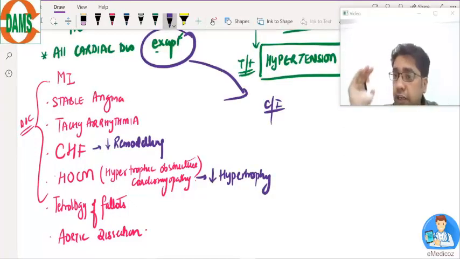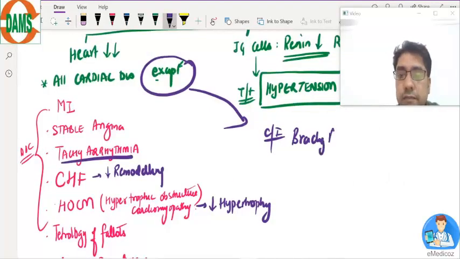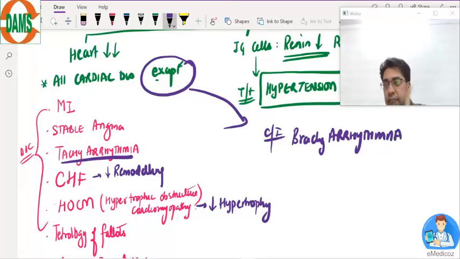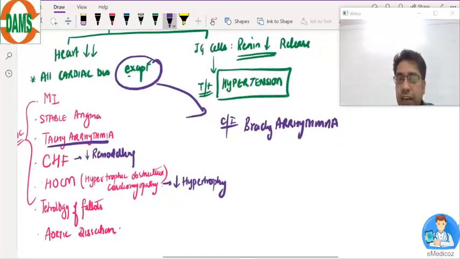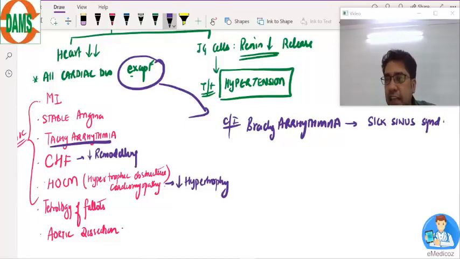We know that beta blocker will decrease heart rate. So instead of tachyarrhythmia, you will never give beta blocker in bradyarrhythmias. Why? Because they suppress the heart. Okay. So can you tell me some causes of bradyarrhythmia? When the SA node is defective, we call that sick sinus syndrome. In sick sinus syndrome, the SA node is defective and heart rate is very low.